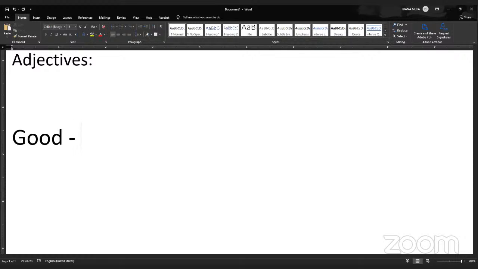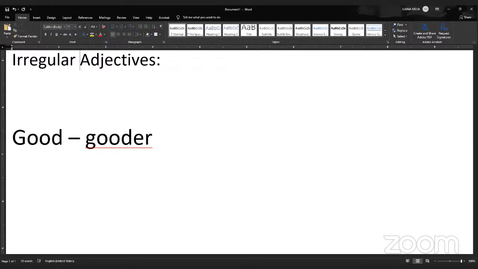Gooder. Okay, so probably some students can say gooder, right? But this is incorrect because the word good is an irregular adjective. When I say irregular, it means that the adjective has no specific spelling rules. It works completely differently from the spelling rules that you saw. For example, you say good, better. Better is the comparative form of good.